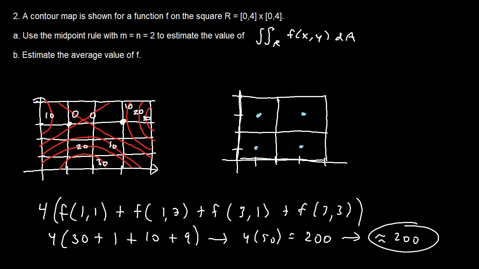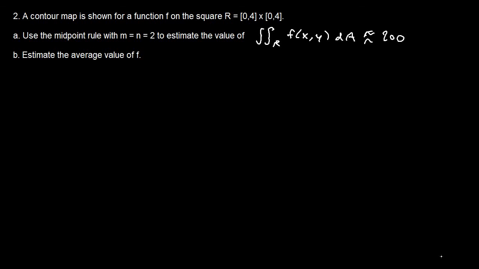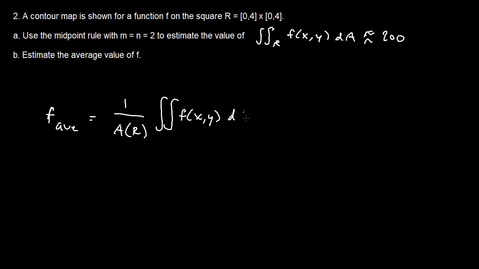So now I'm going to move on to part B, where it says estimate the average value. Before I do that, I'm going to put the 200 up here to say the double integral is around 200. Now there's a formula for the average value for double integrals. Let's call it f sub average. So that's going to be equal to 1 over A of R times the double integral of f of x, y dA within the region R.